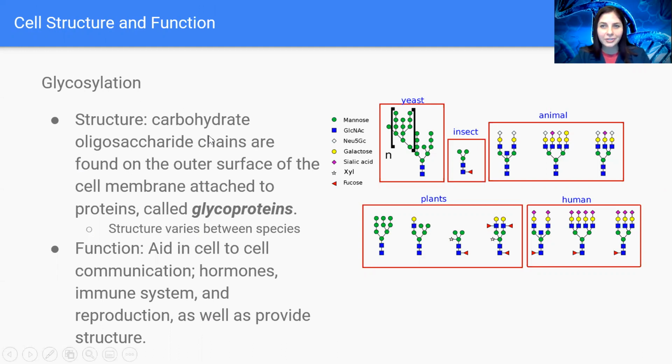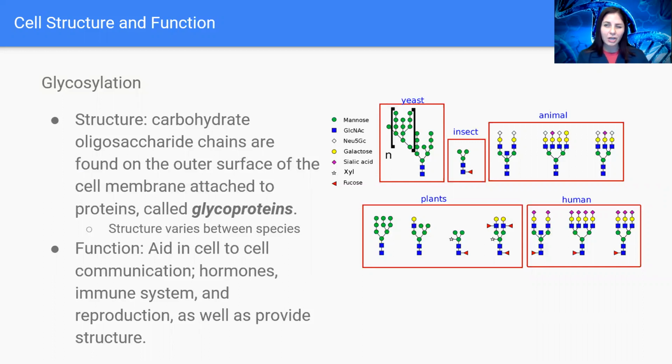So carbohydrate oligosaccharide chains are found on the outer surface of the cell membrane attached to proteins. So the protein is formed at that endoplasmic reticulum, or the rough endoplasmic reticulum, and then it is glycosylated, meaning that a carbohydrate is added to the protein. And that structure, whenever that carbohydrate and the protein combine, is called a glycoprotein.